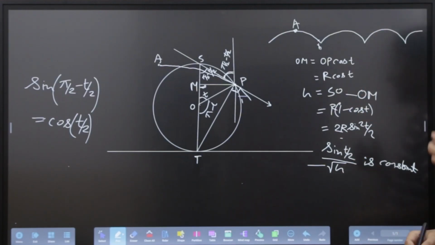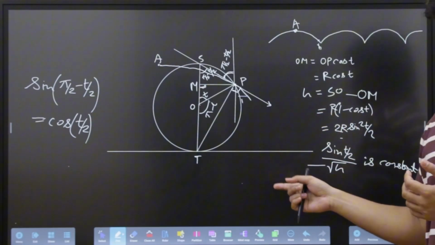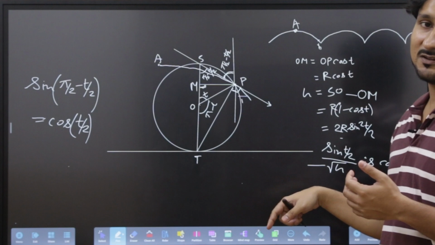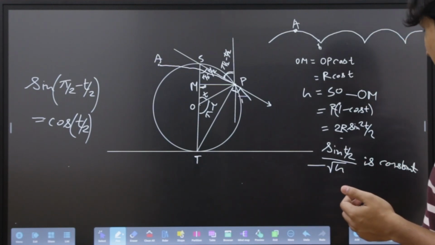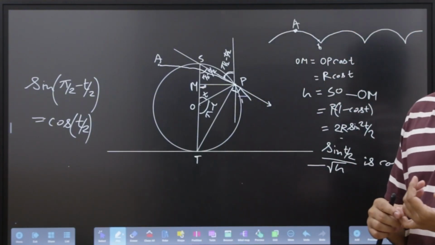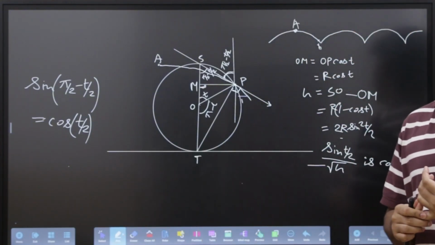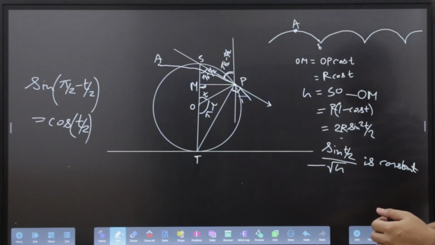Now there's another interesting property of this cycloid. The Brachistochrone thing came later. The first problem that came was called the Tautochrone problem. What is the Tautochrone problem? Brachistochrone means least time. Tautochrone means equal time.